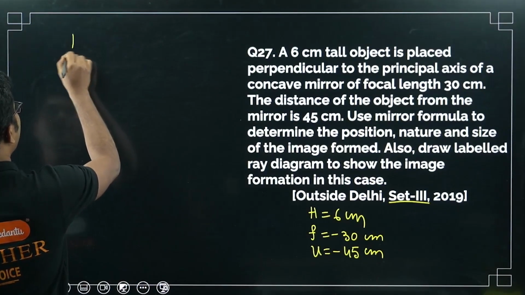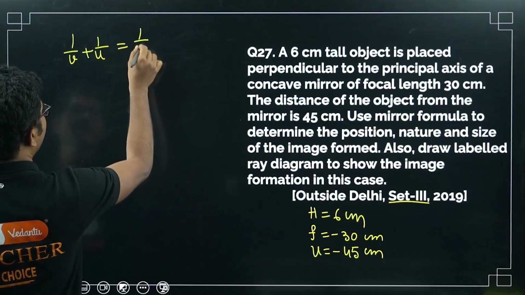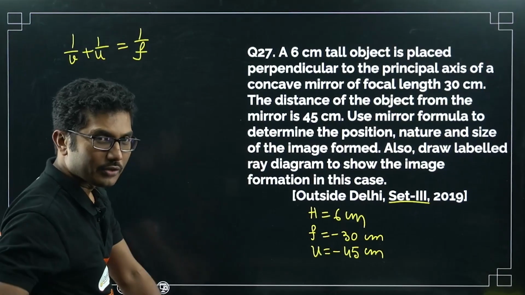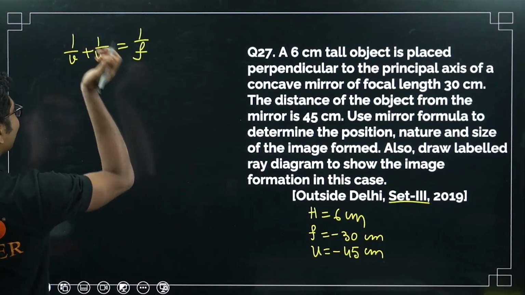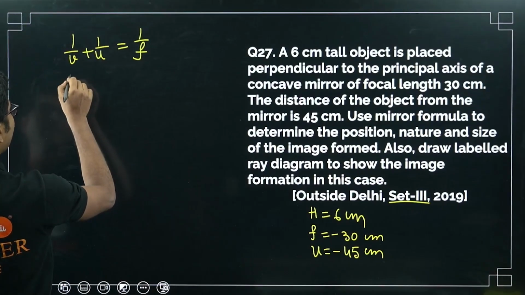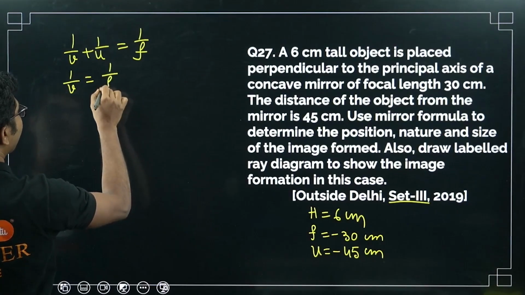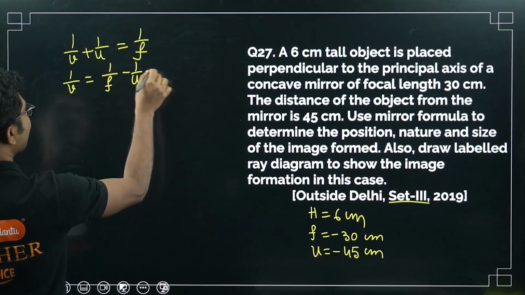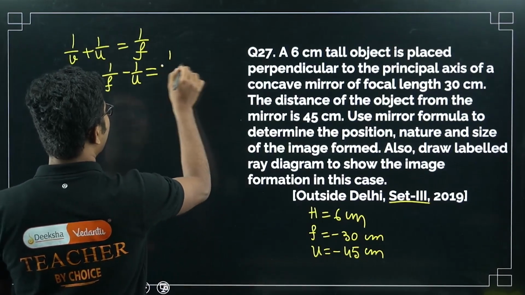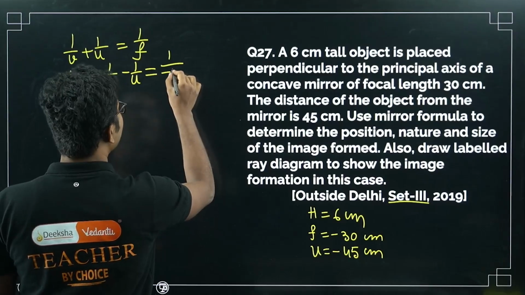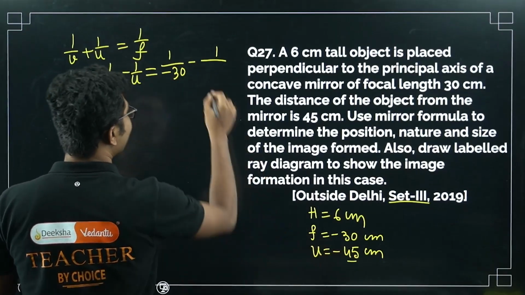Okay, so 1 by v plus 1 by u equals 1 by f. Be careful what formula to use for lens and what formula to use for mirror. There is a negative sign for lens, positive sign for mirrors. So 1 by v equals 1 by f minus 1 by u. I am just showing you another way of solving. So 1 by f is minus 30, minus 1 by u is minus 45.